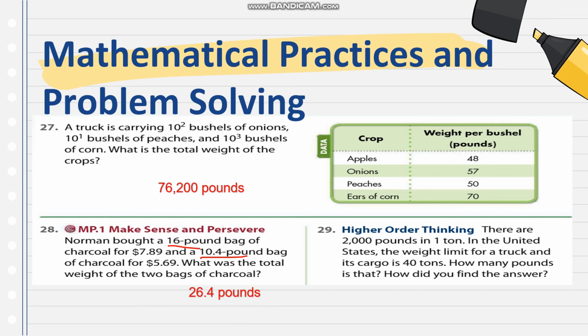Number 29. There are 2,000 pounds in 1 ton. In the United States, the weight limit for a truck and its cargo is 40 tons. So how many pounds is that? So how did you find the answer? You just simply multiply 2,000 multiplied by 40 to get the answer, which is 80,000 pounds.